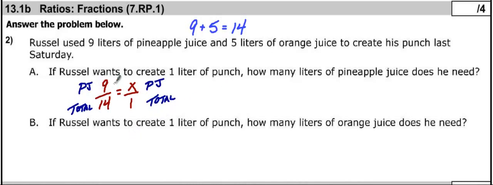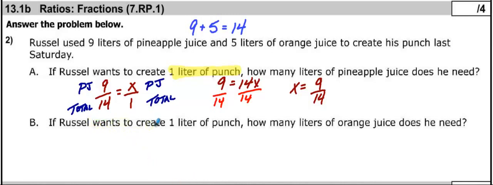So we cross multiply. We get 9 times 1 is 9 equals 14 times x is 14x. We divide by the coefficient, 14, divide by 14, and we get x is equal to 9/14. He will need 9/14 of a liter of pineapple juice. You know it had to be less than 1 whole because he's only making 1 liter of pineapple juice, or excuse me, 1 liter of punch. So the amount of pineapple juice has to be less than 1 whole.